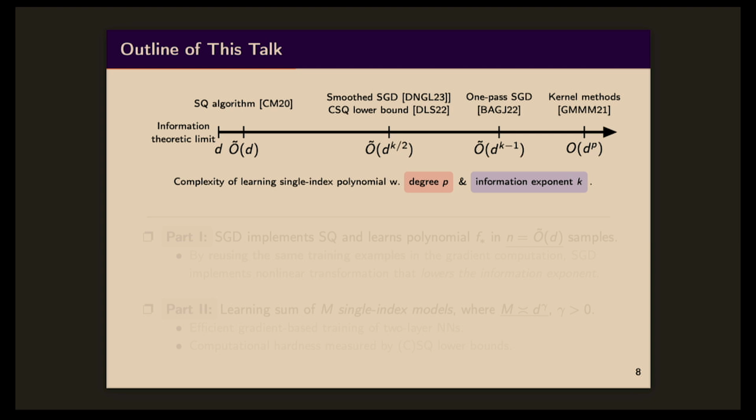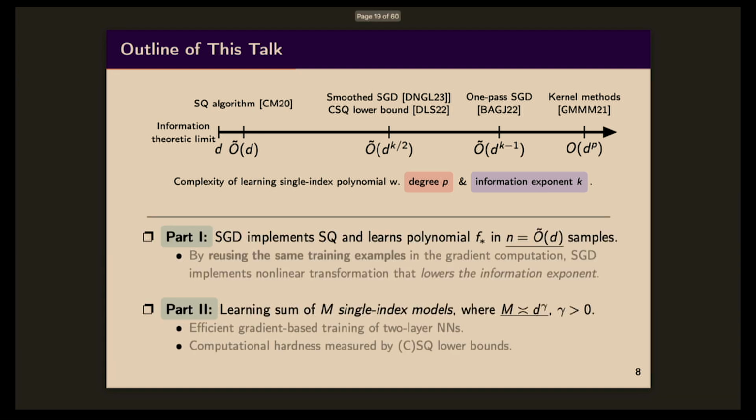Okay, and the CSQ lower bound is at d to the k divided by 2. And this lower bound can be matched by a smooth version of SGD. Whereas the SQ lower bound is at order d, which is also the information-theoretic limit. And there is an SQ algorithm by Chen and Mecca that actually achieves this information-theoretic limit up to polylog factors. Okay, so these are the prior results.